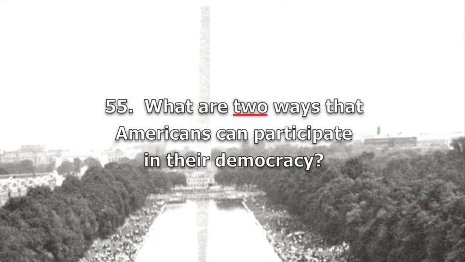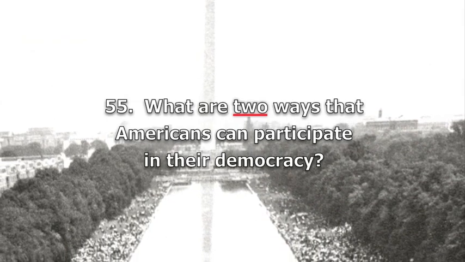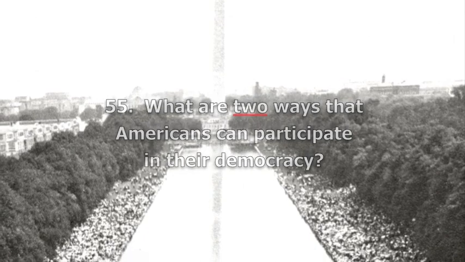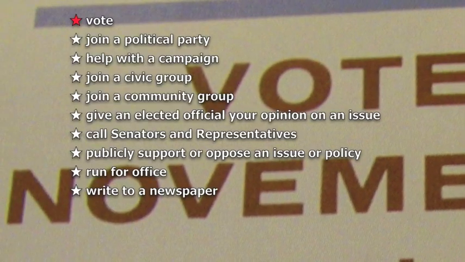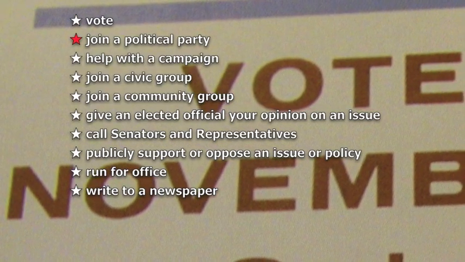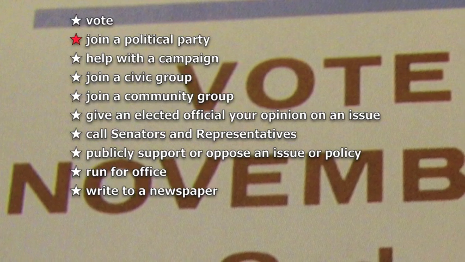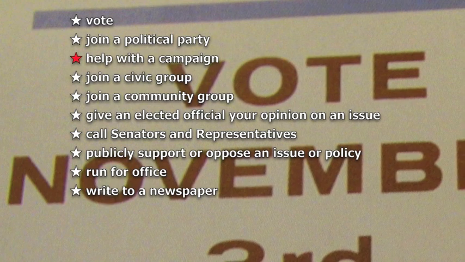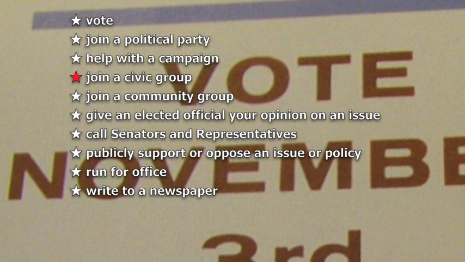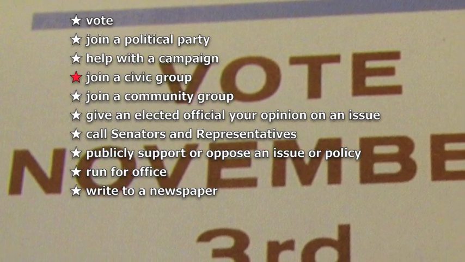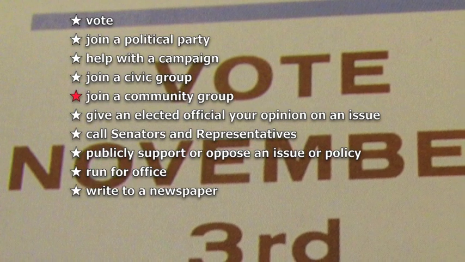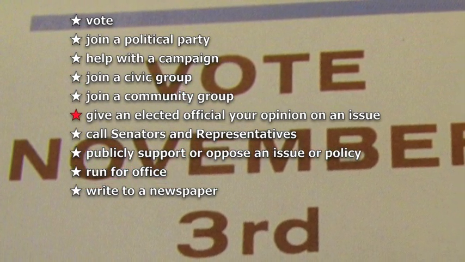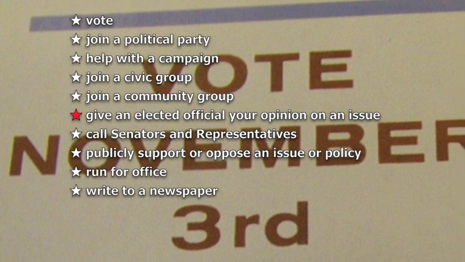What are 2 ways that Americans can participate in their democracy? Vote. Join a political party. Help with a campaign. Join a civic group. Join a community group. Give an elected official your opinion on an issue.